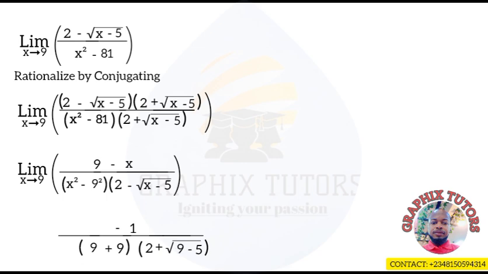So we'll now have minus 1 all over 18 open bracket 2 plus 9 minus 5, which is what? That is 4, right? Square root of 4. Remember, immediately I start putting my 9, I will cease from writing limit x tends to 9. So this will now give me minus 1 all over 18 bracket 2 plus square root of 4, which is 2. So we have minus 1 all over 18, 2 plus 2 is 4. And 18 times 4 will give us what? 72. So my answer is minus 1 over 72.